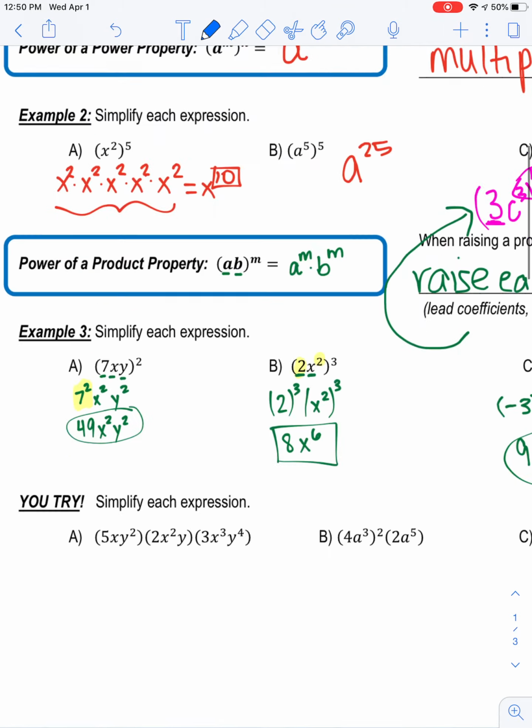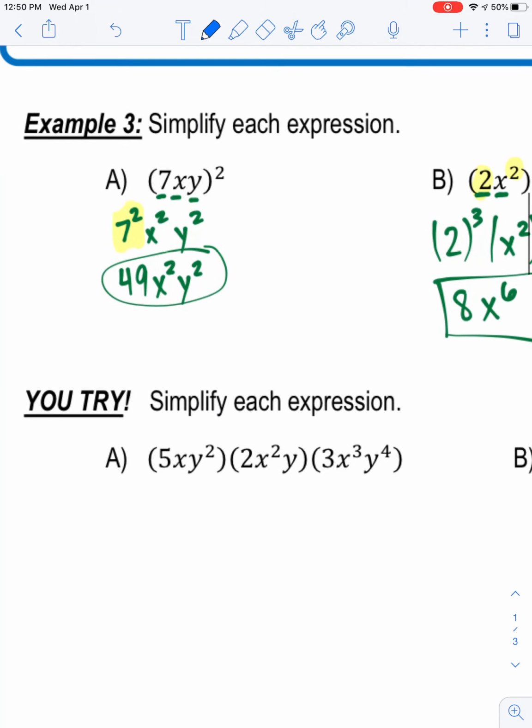All right, let's see how you did on part A. On part A, there are no exponents outside the parentheses, so really all the parentheses are doing here is just telling us that we want to multiply these 3 expressions, 1, 2, 3. We want to multiply them all together. So let's look at our numbers, our coefficients. We want to multiply 5 times 2, which is 10, times 3, which is 30.